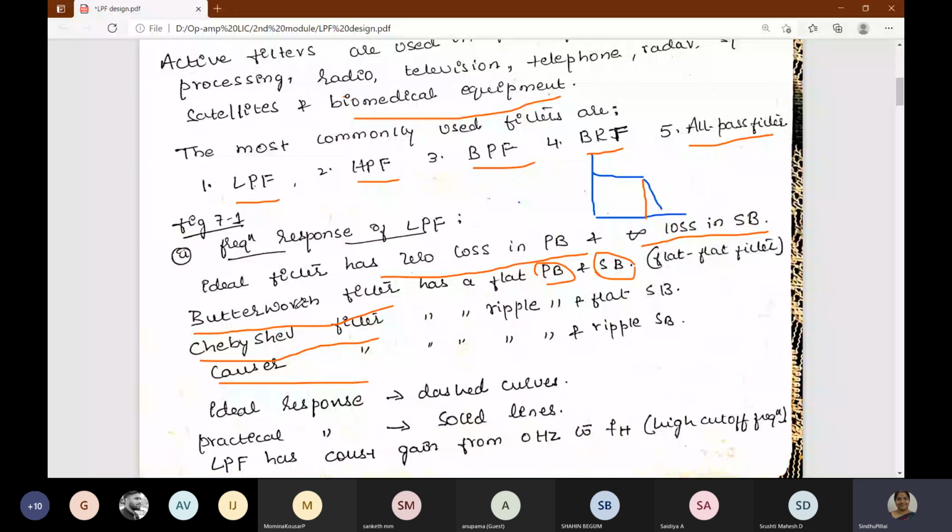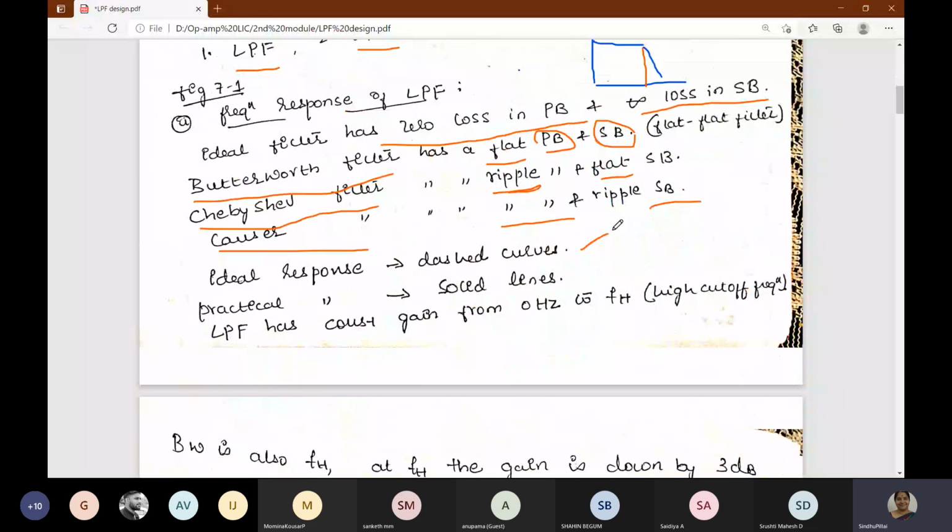Butterworth filter design in both low pass and high pass. And as we have shown in the figure, the ideal response is shown by the dashed curves, and the practical is the solid lines. And the low pass filter has constant gain from where to where? From 0 Hz to FH. Okay, that is the high cutoff frequency FH. After FH, the gain will decrease. All of a sudden, it will not decrease. It will decrease in terms of decibels.